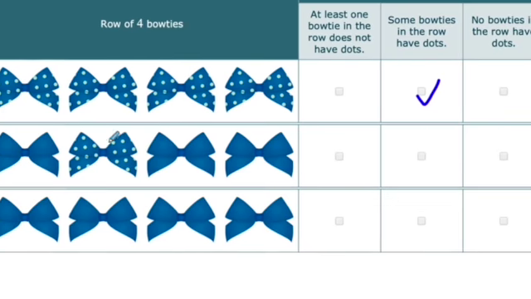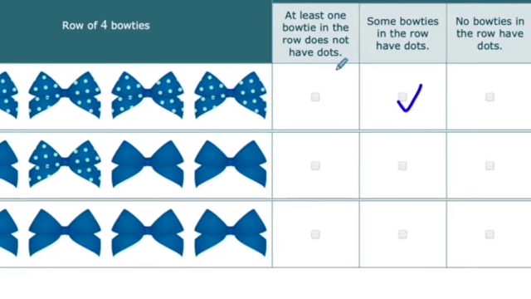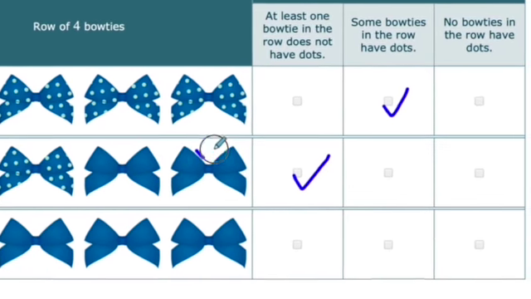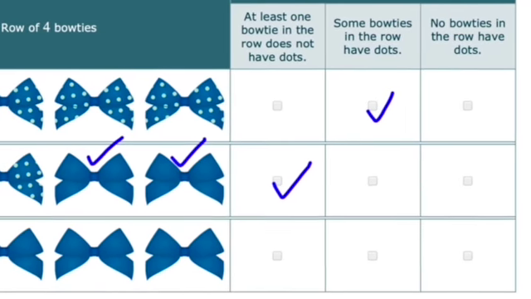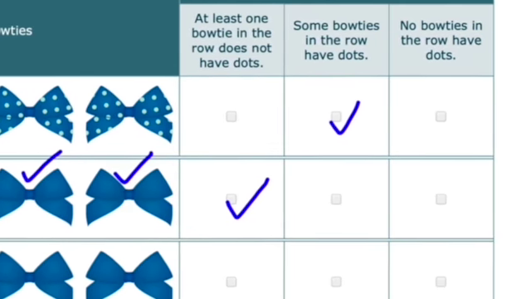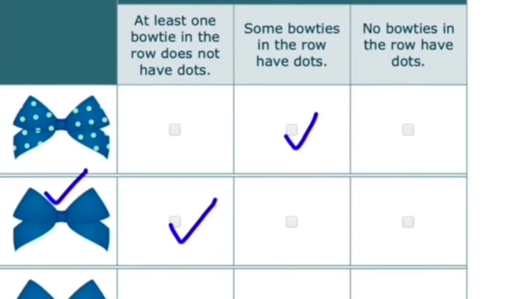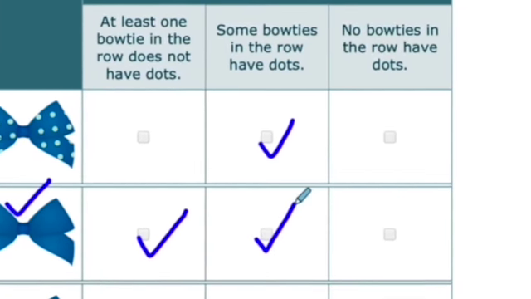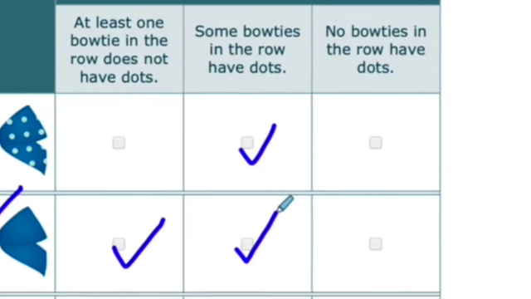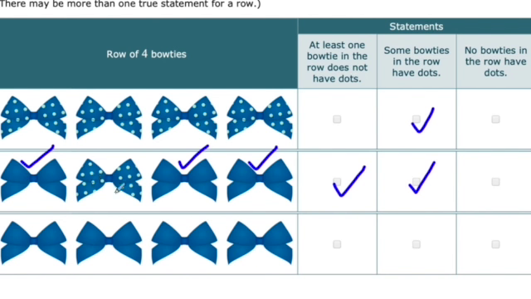Next row. One has dots and three don't. At least one bow tie does not have dots. That's true. Because this one doesn't, and that one doesn't. And those three represent at least one. In fact, there are three. Next one. Some of the bow ties in the row have dots. Yeah, one of them does. Absolutely. One counts as some. And here, no bow ties in the row have dots. That is not true because you see it. There's that one right there that has dots. So that makes that one not true.